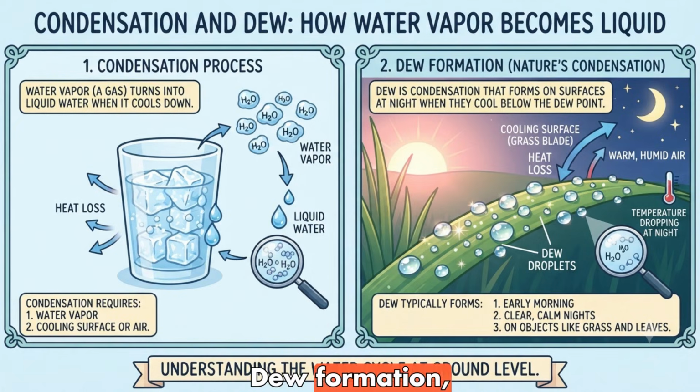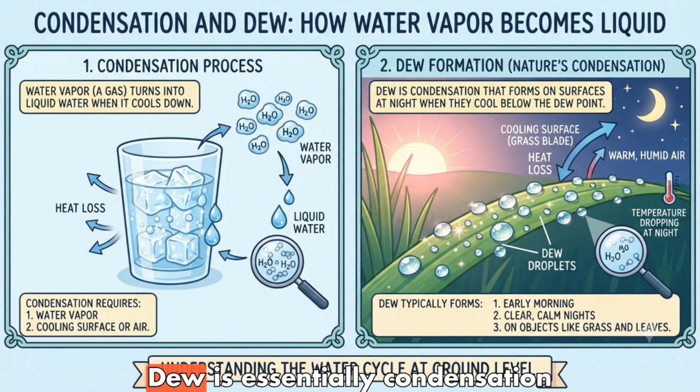2. Dew formation. Nature's condensation. Dew is essentially condensation that forms naturally on surfaces at night when they cool down below what is known as the dew point. Ideal conditions. Dew typically forms on clear, calm nights when temperatures drop. Occurrence. You will most commonly see dew droplets in the early morning on objects like grass and leaves.